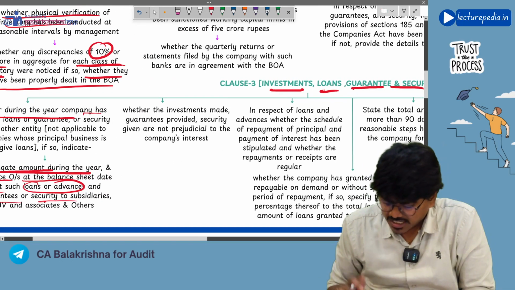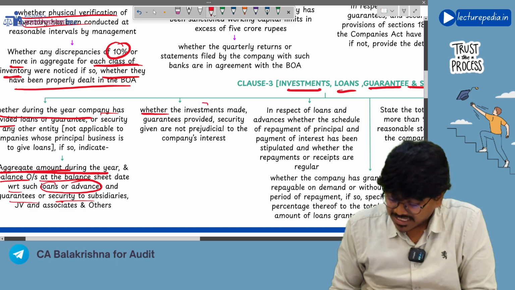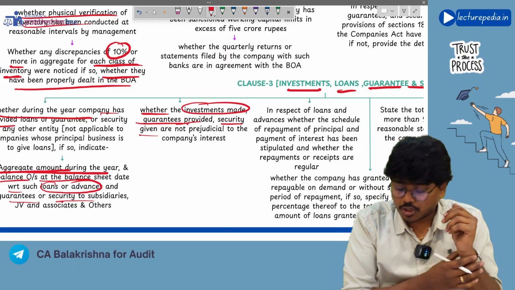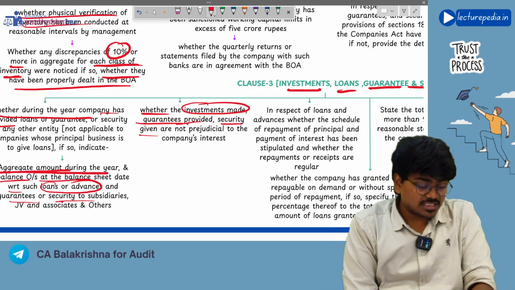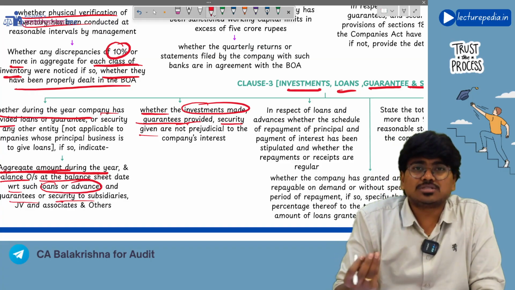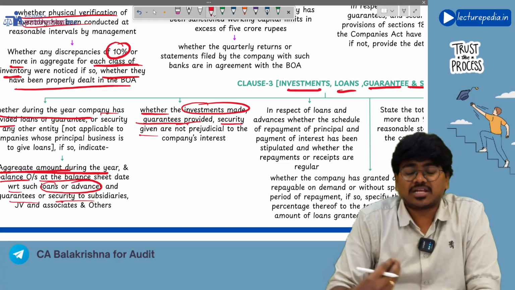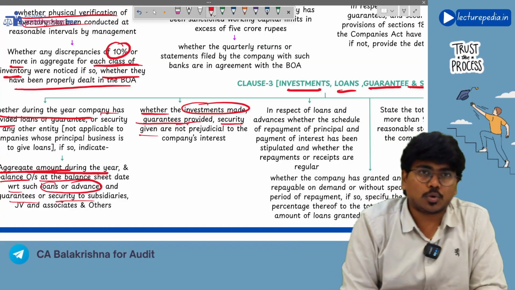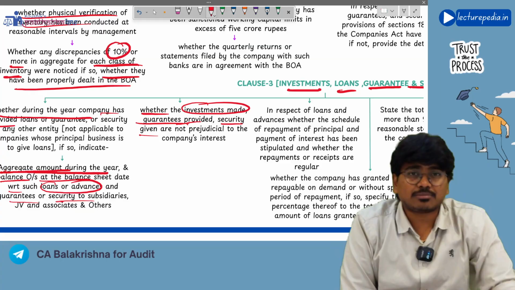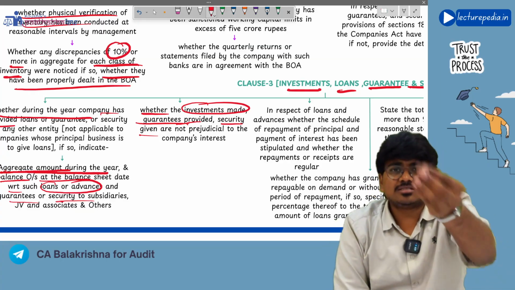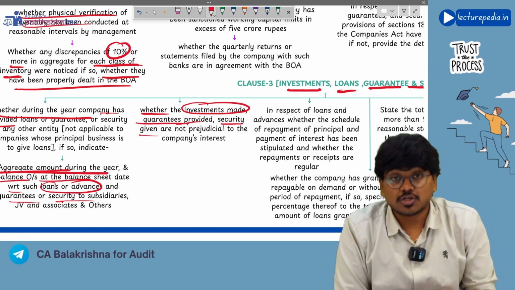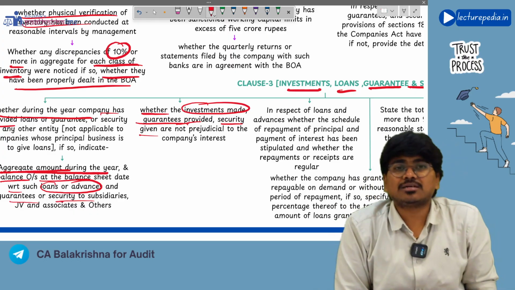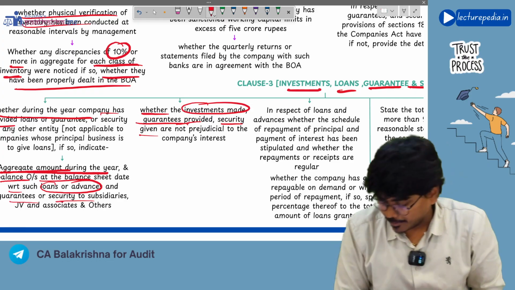Next, the second point that the auditor needs to report is whether investments made, guarantees provided, securities given are not prejudicial to the interest of the entity. See, the terms and conditions of loans that the company gives should not create loss to the entity. Let's say, for example, in the market, the general rate of interest is 12% for any loan, but the company has given a loan to one of its subsidiaries at just 3% rate of interest. Is this prejudicial to the interest of the company or not? Yes. So the auditor needs to report any loans, advances, investments made where the terms and conditions are prejudicial to the interest of the company. Got it?